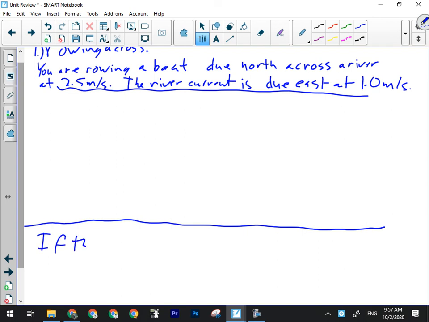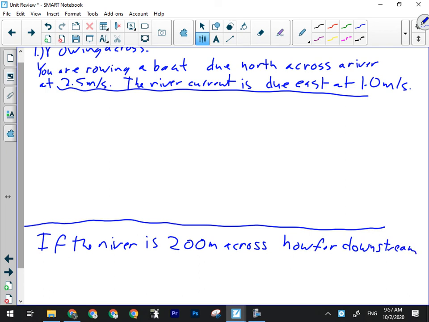If the river is 200 meters across, how far downstream will you be when you reach the other side? Okay, that's how a rowing across question is generally worded.